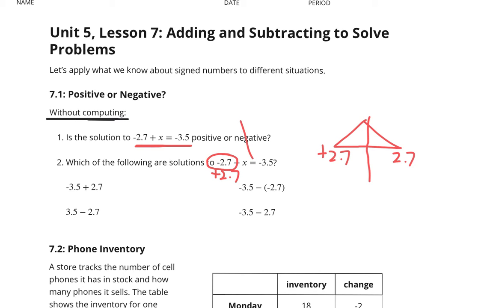balanced. The equal sign, the most important symbol we have in mathematics. It means that the left-hand side of that equation is exactly the same as the right-hand side of that equation. And in order to keep it balanced, we need to do the same thing on both sides. So if I'm going to add 2.7 to both sides, the question is which of those represent the same as solving for x here. Okay, so think that through.